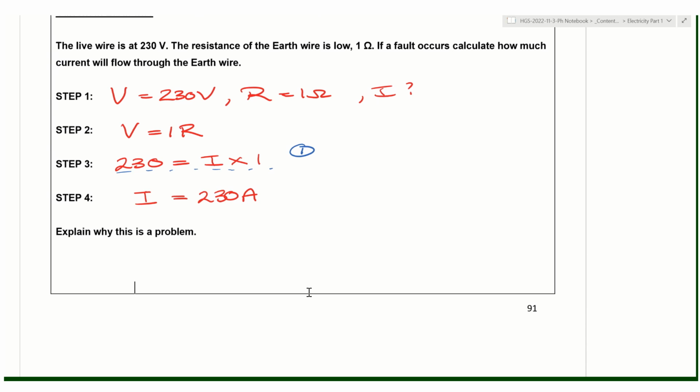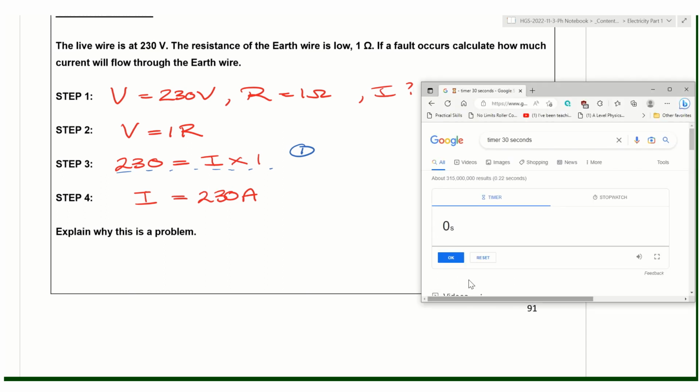We need to think about why this might be a problem. And think about this in terms of the current being the electrons moving through this wire, and think about what the electrons are doing as they move through the wire.